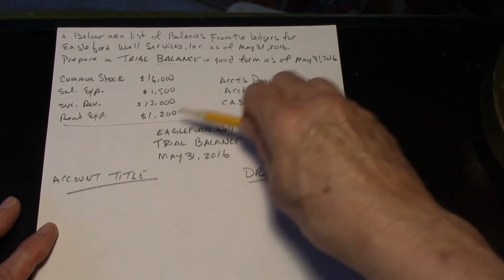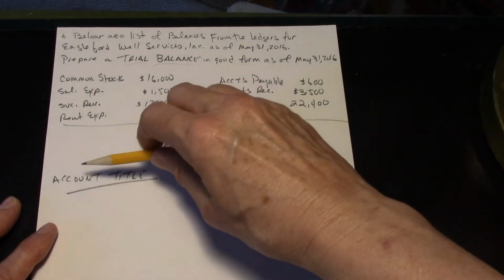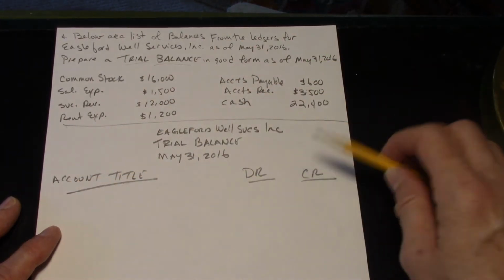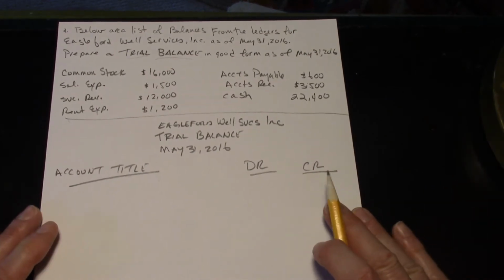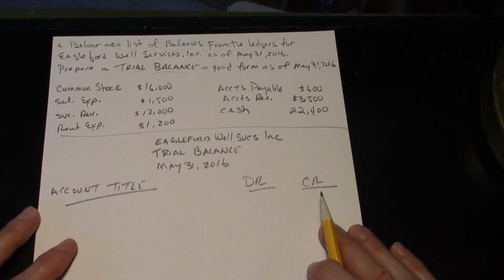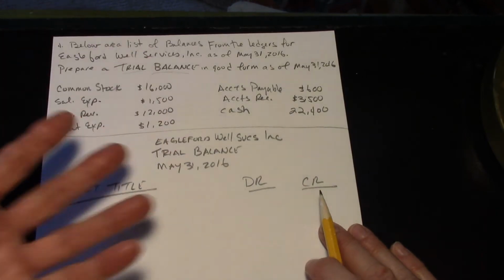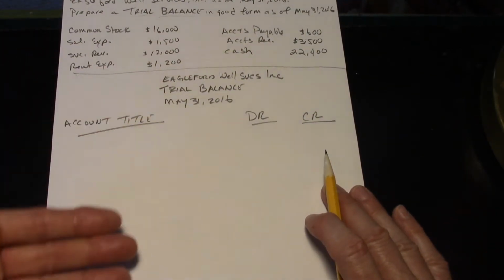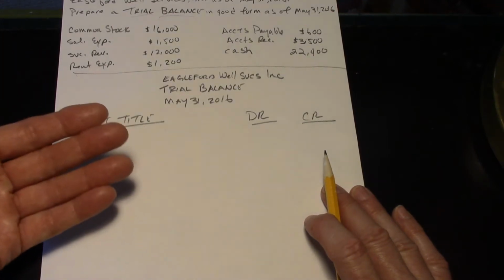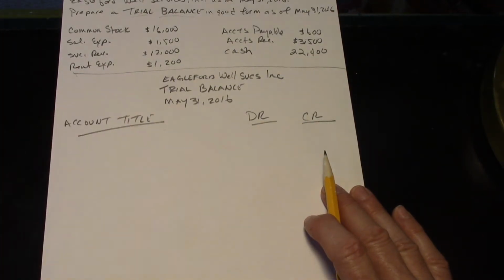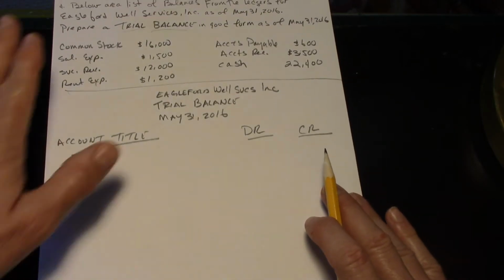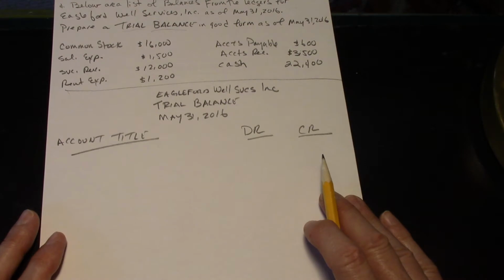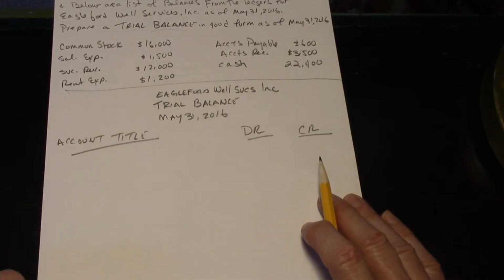I went ahead and wrote my title, and of course we're going to have the account titles and the debits and the credits. So the thing you have to understand when you're doing a trial balance is it goes in the same order as the balance sheet first, then the income statement, the revenues and the expenses. So you have to know what order it would go in. So the same order of balance sheet would go in, then your revenues, then your expenses.